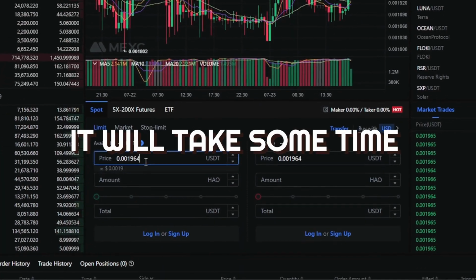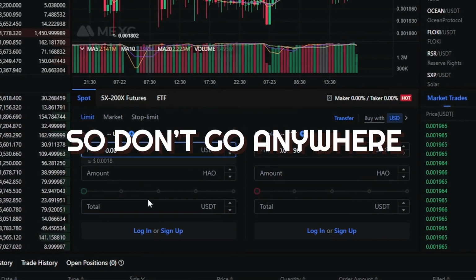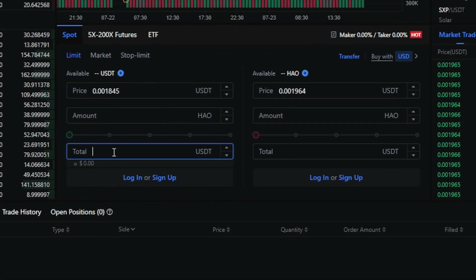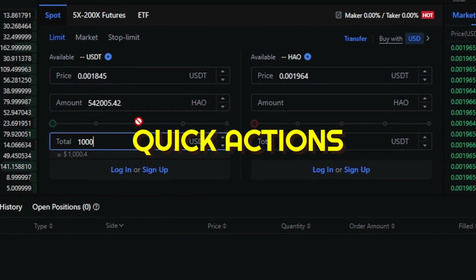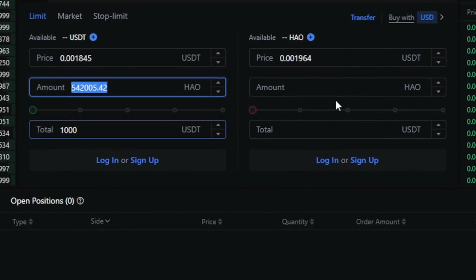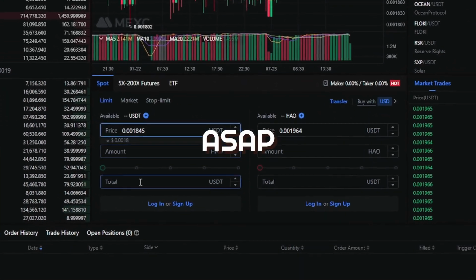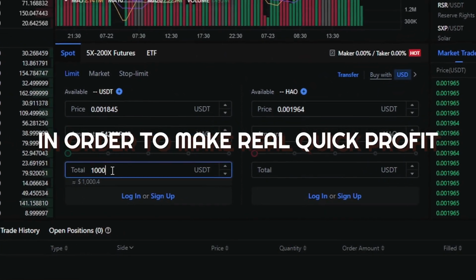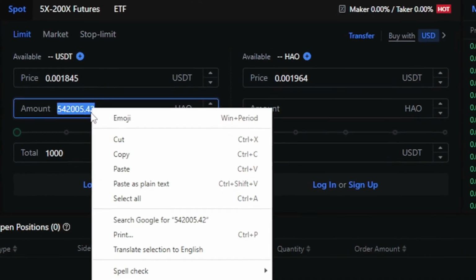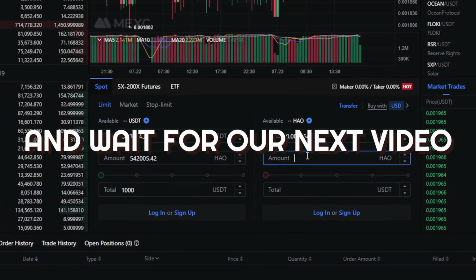After that, it will take some time for the coin to arrive, so don't go anywhere, because the most important part is here, to take quick actions. So after you successfully deposit the coin to the other exchange, now it's time to sell this coin as soon as possible in order to make real quick profit. After making the profit, now you can safely exit with your USDT and wait for our next video.